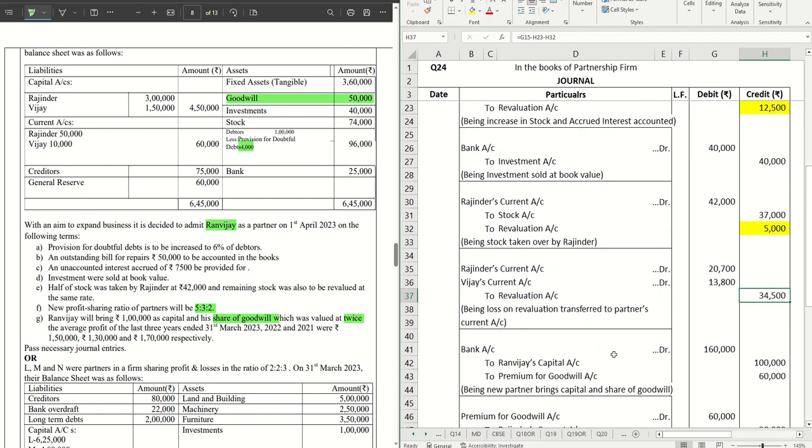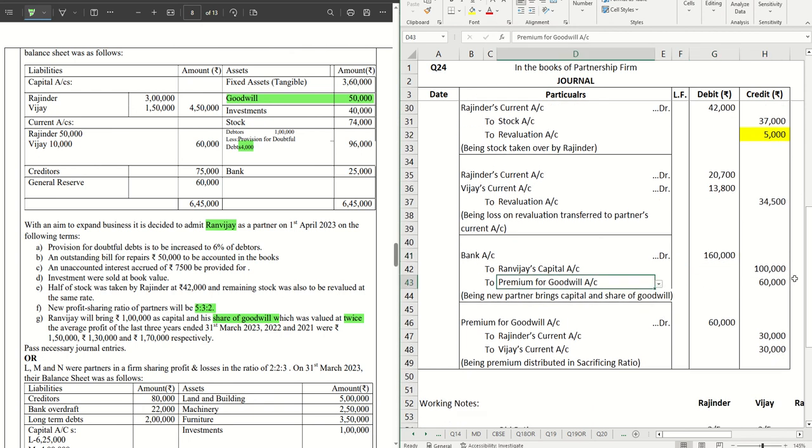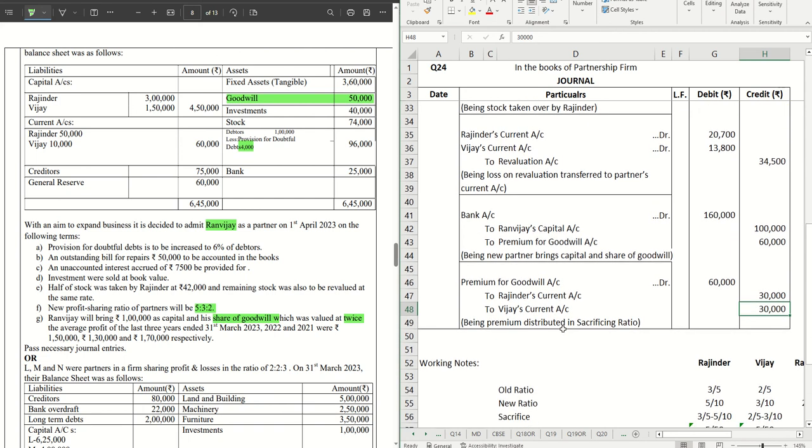Okay, having done that, now we come to the next journal where the new partner Ranvijay is bringing his share of capital and his share of goodwill. So bank account debit to Ranvijay's capital account 1 lakh, to premium for goodwill account 60,000 as we calculated at the beginning of this video. So the total amount brought in is 1 lakh 60,000. And as you know, premium for goodwill is to be distributed among the sacrificing partners in their sacrificing ratio, which we have already calculated as equal between Rajinder and Vijay. So premium for goodwill account debit to Rajinder's current account, to Vijay's current account. So this is the list of journals that are required to be passed here.